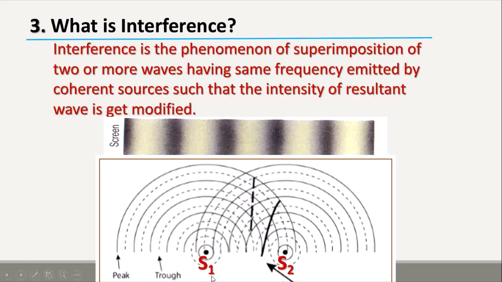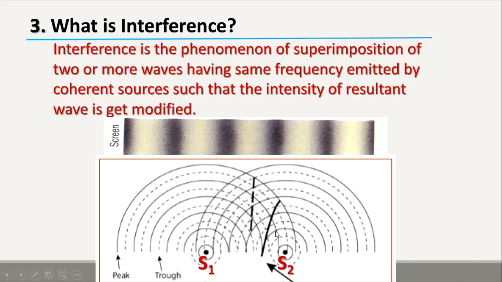But if you take S1 and S2 as coherent sources, it means the light waves emitted from S1 and S2 have the same wavelength and frequency, and they maintain a constant phase difference.